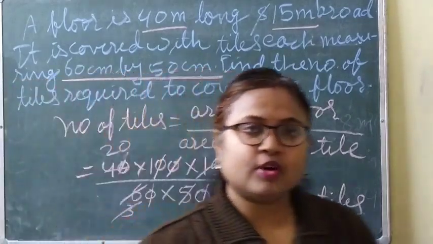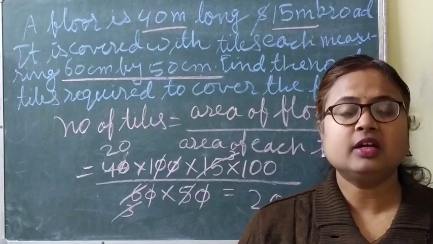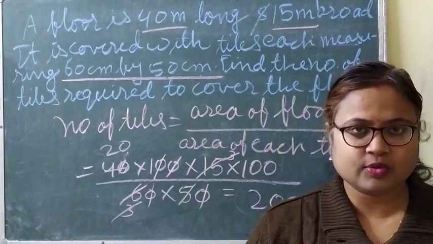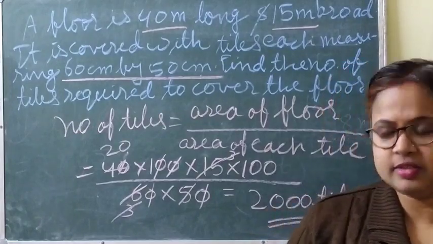So this is the formula that we use to solve this type of question: the number of tiles is equal to the area of the floor divided by the area of each tile. Okay. Let's do the next question. Clear?